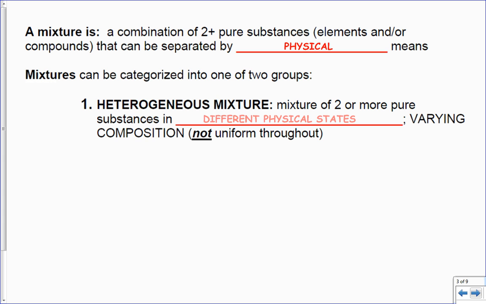Okay. A heterogeneous mixture is 2 or more pure substances in different physical states, varying composition, not uniform throughout. So this different physical states, I don't know so much I believe in that, because I could have 2 solids, right? I could have pebbles and I could have sand. Okay, and they're definitely different. Okay, but they're both solid. This varying composition, not uniform throughout, is the key.